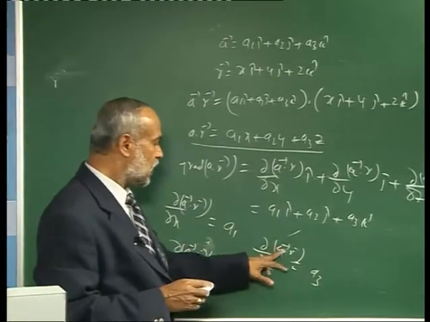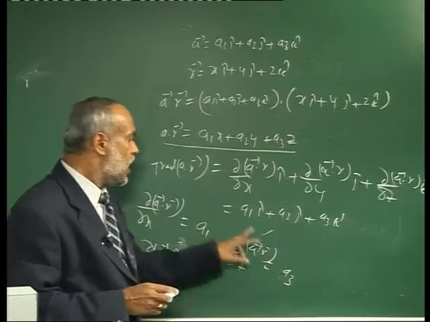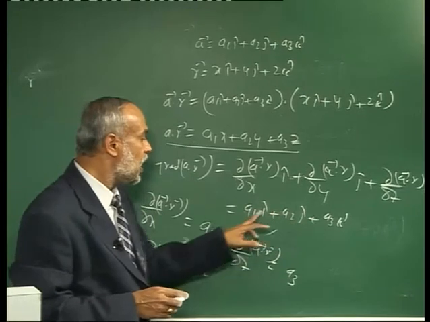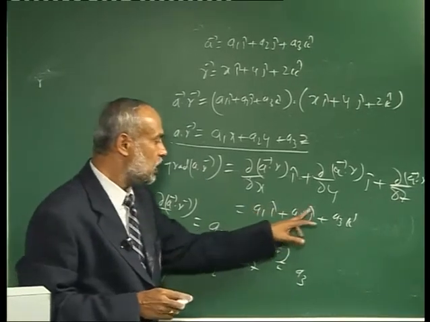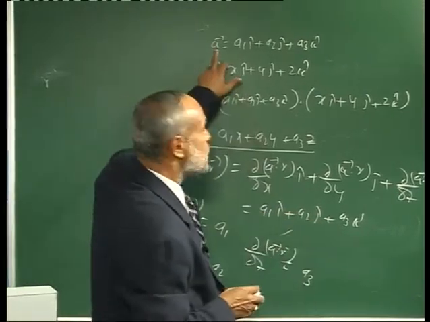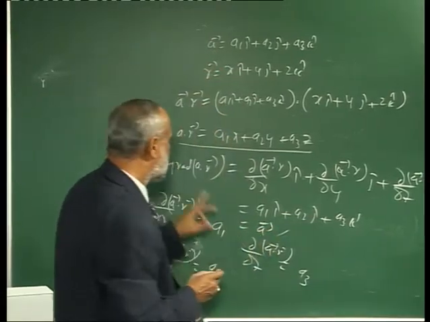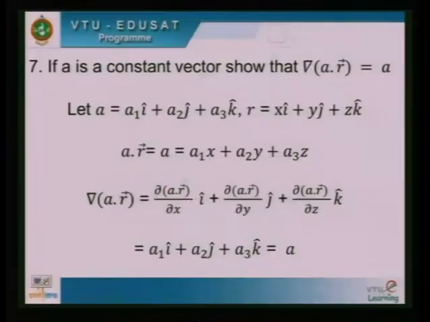dou by dou z of a vector dot r vector is equal to a3. You can substitute in the formula: a1i vector plus a2j vector plus a3k vector, which you already know is a vector you have taken, a constant vector. This is equal to a vector, we have proved.